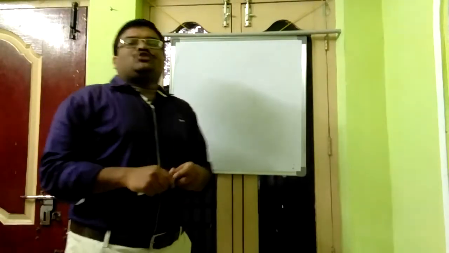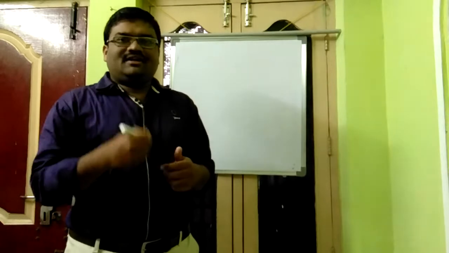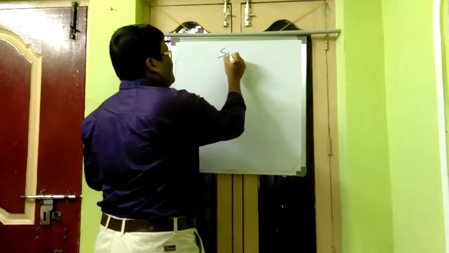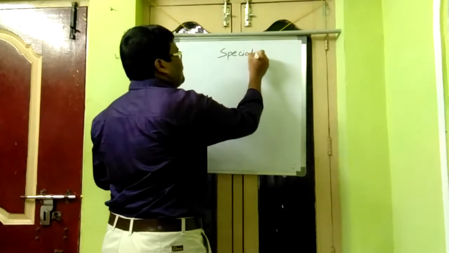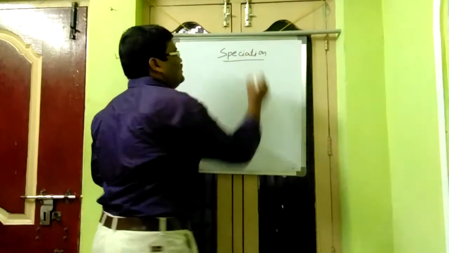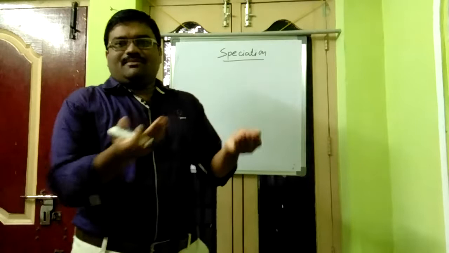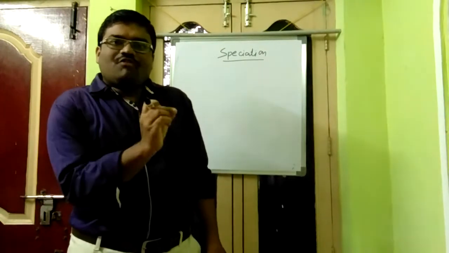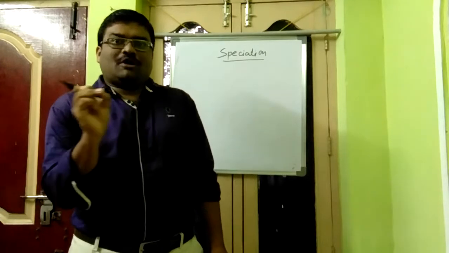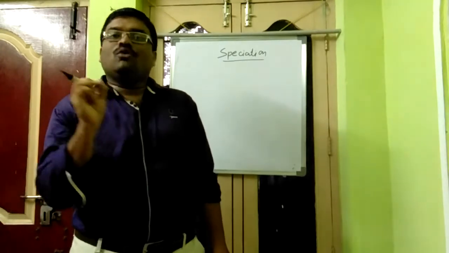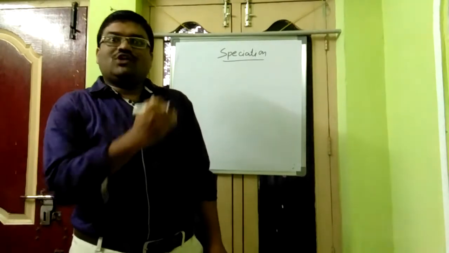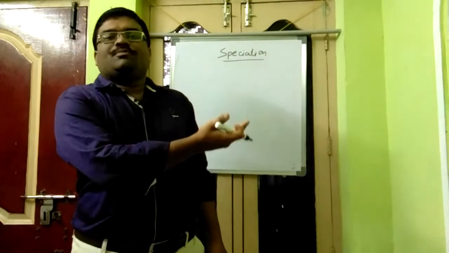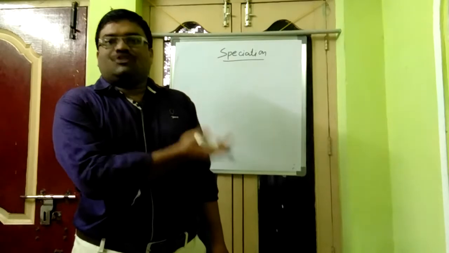Hello friends, today we shall discuss speciation and different types of speciation. Okay, speciation. What is speciation? Simply, it's a process wherein a genetically homogeneous population splits into two or more populations, followed by genetic differentiation, which eventually leads to reproductive isolation. That is what we call speciation.